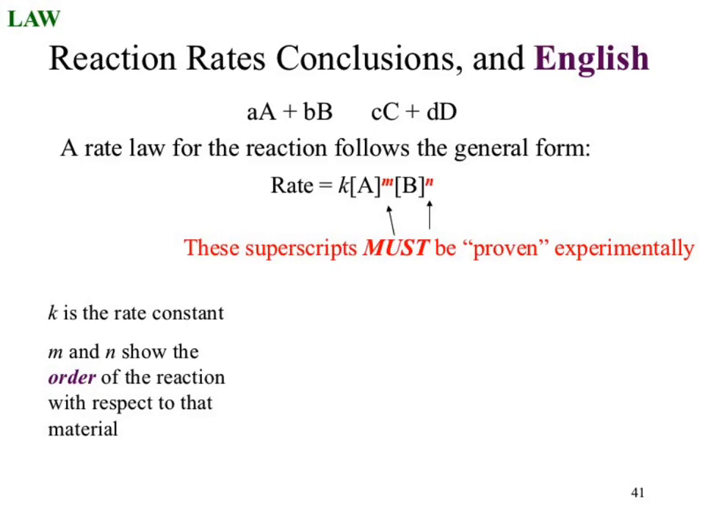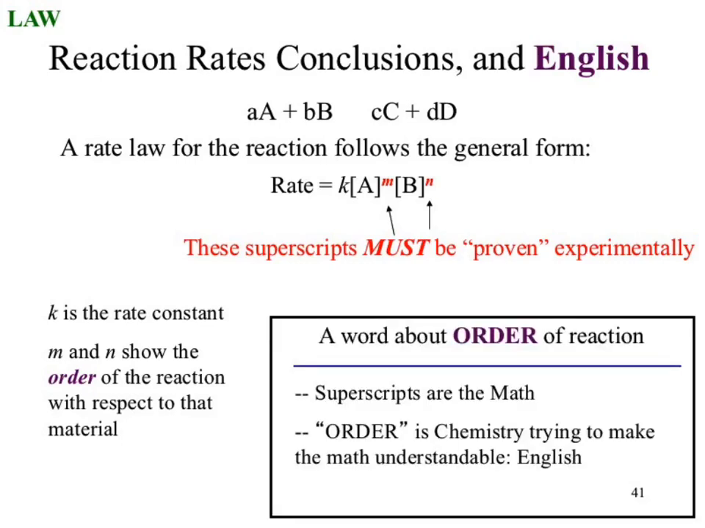Reaction rates, conclusions. We already kind of talked about these, so this is okay. When you look at a rate, those orders have to be proven experimentally from 152. Hopefully you remember that. If we add those orders up, we get the order for our reaction. The superscripts are the math behind this. What is the numerical mathematics that makes that equation work?